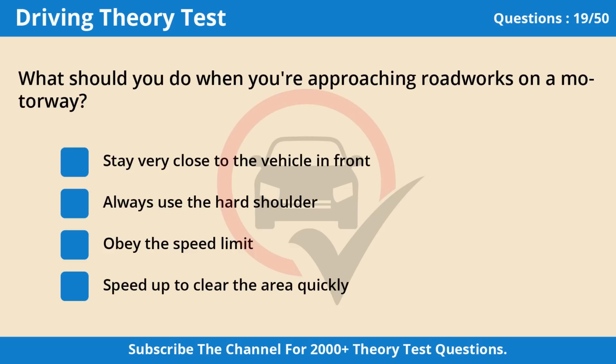Question 19. What should you do when you're approaching roadworks on a motorway? A. Stay very close to the vehicle in front. B. Always use the hard shoulder. C. Obey the speed limit. D. Speed up to clear the area quickly.